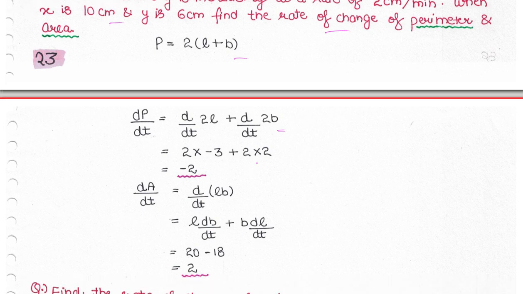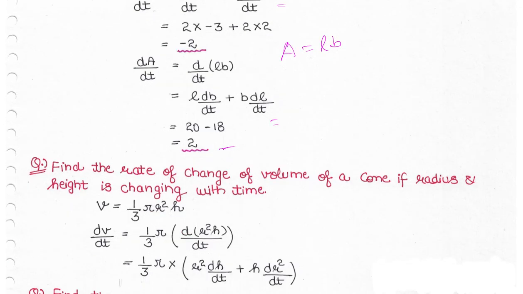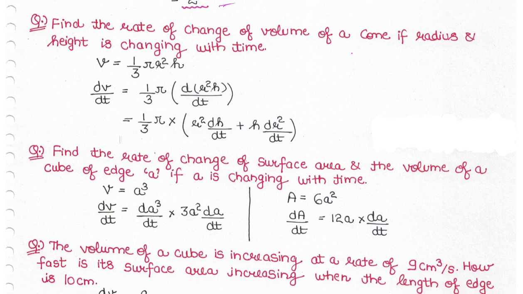Okay, for area we can write A is equal to just L into B, and the rate of change of its area is equal to d/dt of L into B, or using product rule of differentiation we can find L into dB/dt plus B into dL/dt, or putting the given values we have dA/dt is equal to 2.